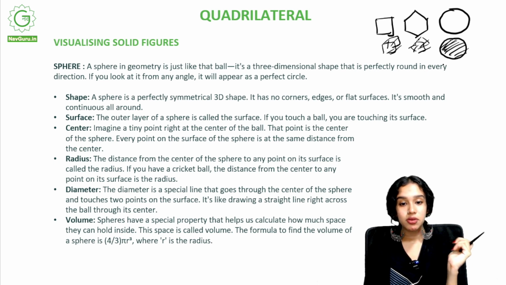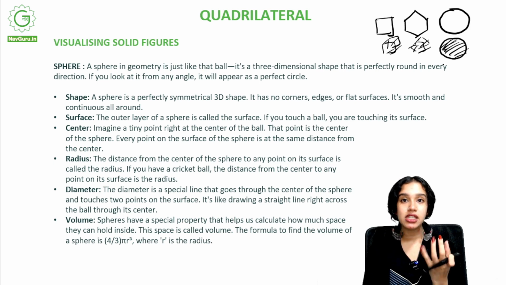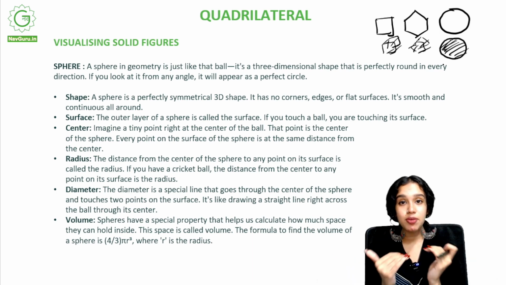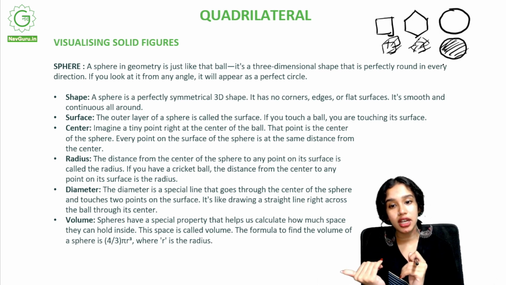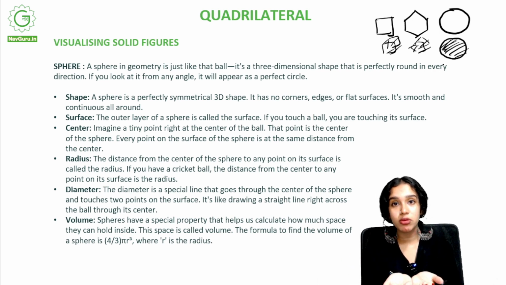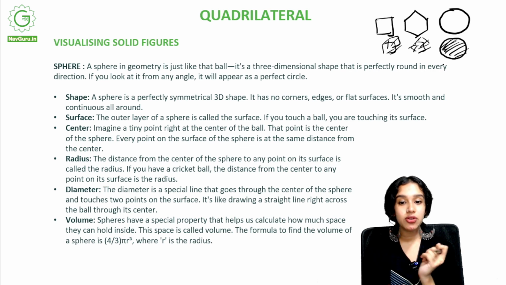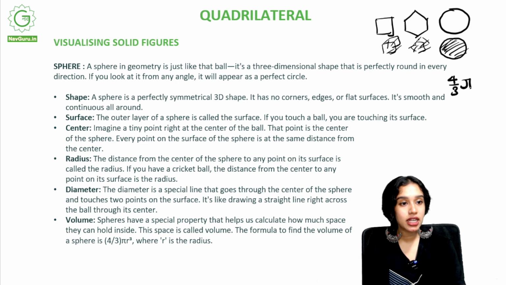Now, the volume. Spheres have a special property that helps us calculate how much space they can hold inside. This space is called volume. So, what is the capacity of the sphere? If I'm taking a ball or a spherical balloon and filling up air inside it, how much air could be filled inside this balloon? That is the maximum volume of the sphere. The formula to find the volume of a sphere is 4 by 3 pi into radius cube.